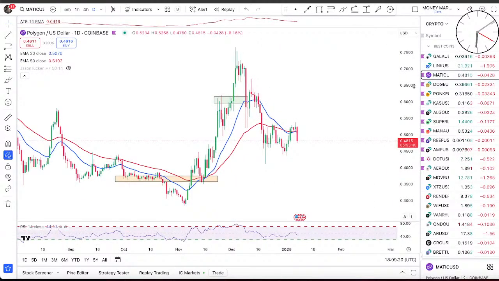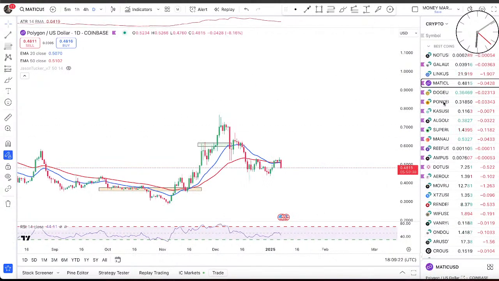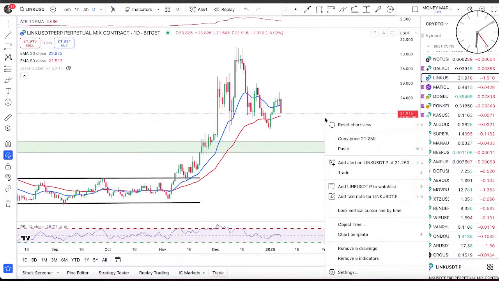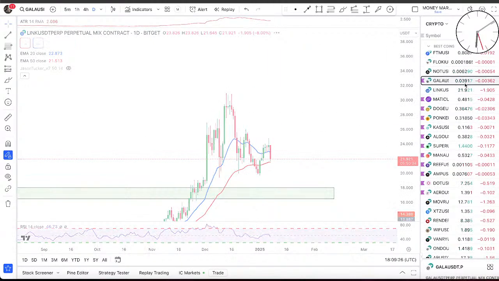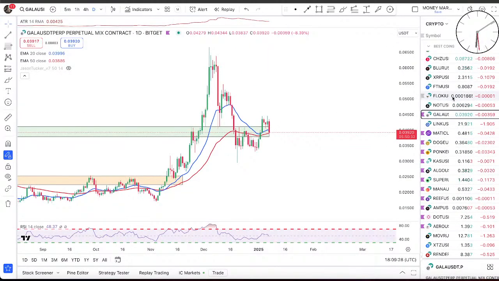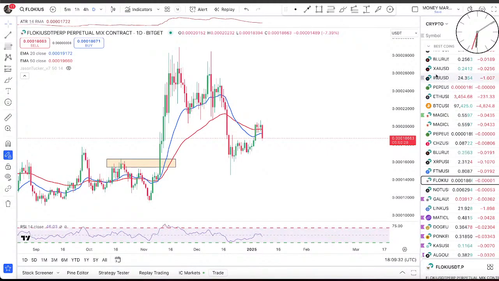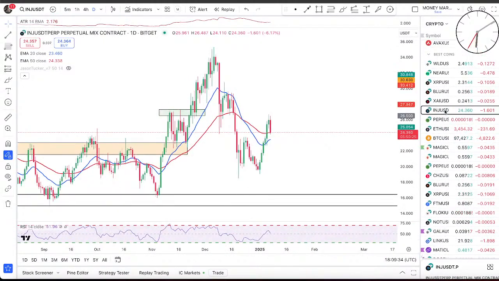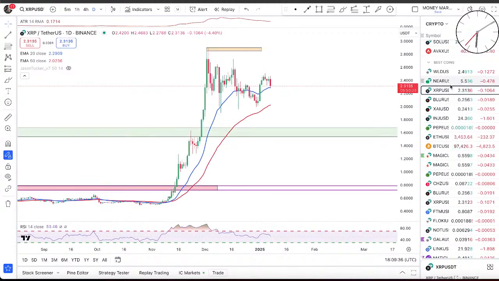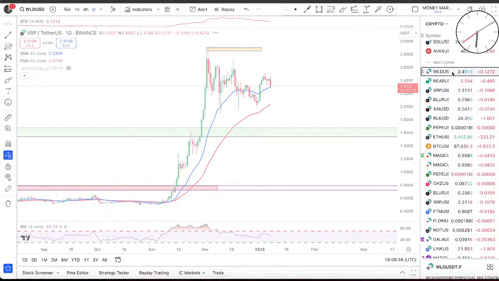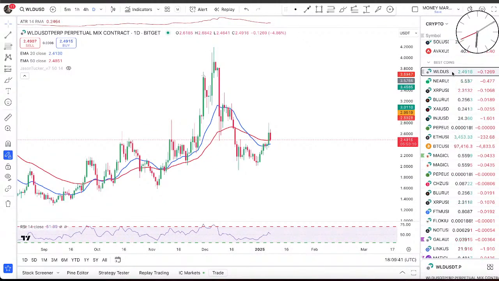Matic, good one here. Link is very good. Gala is very good. INJ is good. So for the meme coins, small ones, the ones below $1, it's something I'm really interested in.